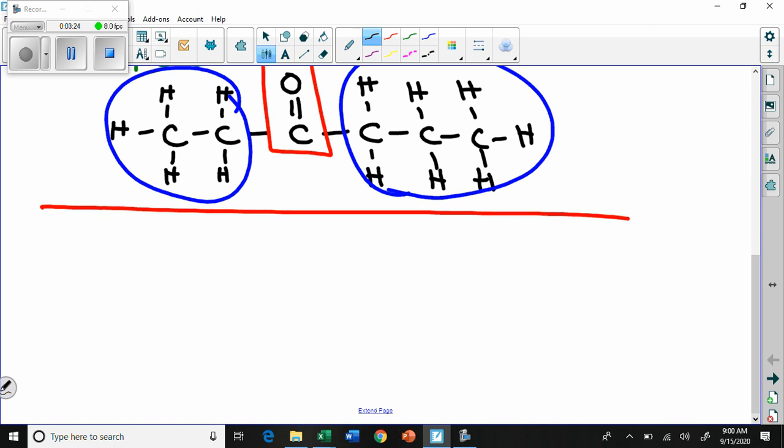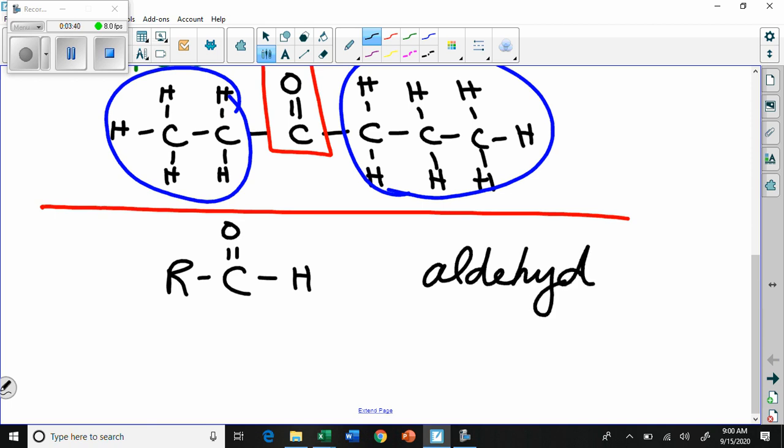Now, when it happens on the end of the molecule, you have R, and then the C, and the double bond O, and the H on the end, with the H still attached. That has another name. That's called an aldehyde. You might have heard of formaldehyde, a chemical we used to use to preserve things, for embalming dead bodies and preserving specimens. But I think it's mildly carcinogenic, so we try to avoid it nowadays.